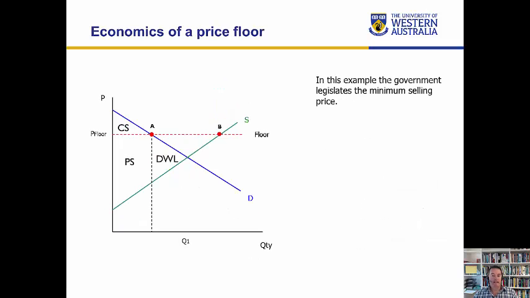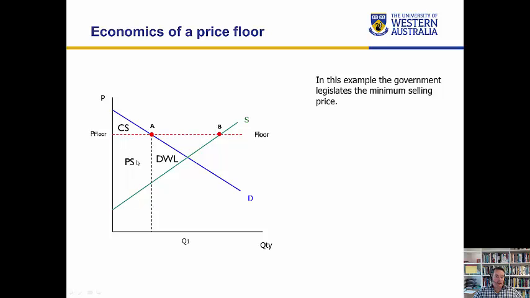Okay, the next analysis is the economics of a price floor. When a price floor is imposed, the new market price becomes P floor, so the price cannot actually fall below that level. At that price floor at point A, the quantity produced in the market will fall well below the output level Q1, which was at the initial equilibrium.